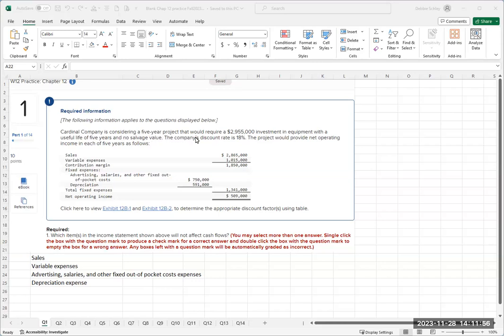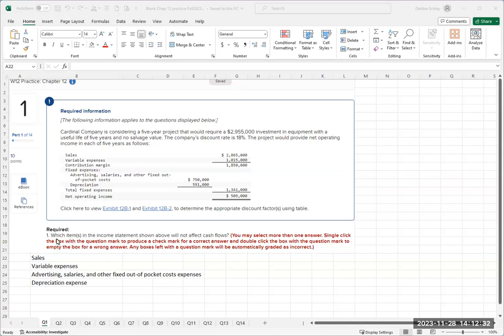They're considering a 5-year project that would require a $2,955,000 investment in equipment with a useful life of 5 years and no salvage value. The company's discount rate is 18%. The project would provide net operating income in each of the 5 years as follows. And then they give us the sales, variable expenses, contribution margin, etc., down to the net operating income. And then if you want, you can refer to those exhibits for your discount factors in later problems.